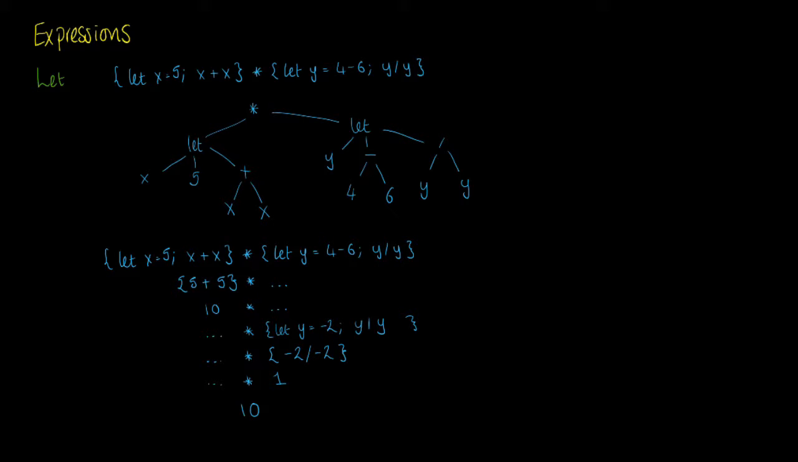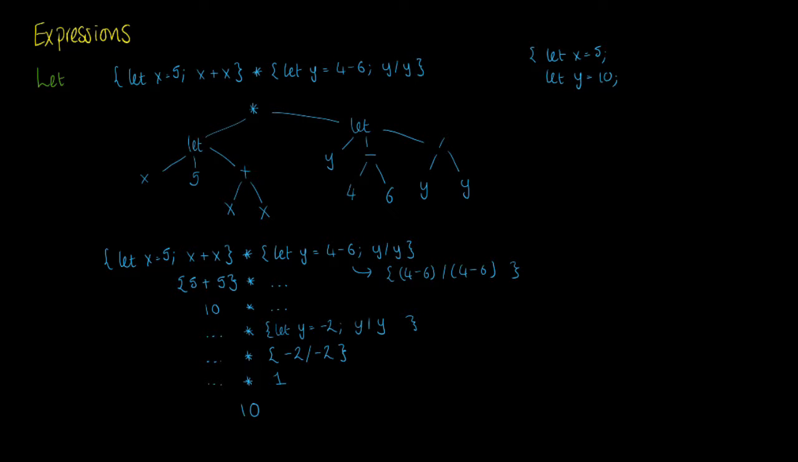This isn't the only way of doing this. We could have reduced it so it was the right side before the left. Or substitute before reducing like this, where we say let y = 4 - 6 reduces to (4 - 6) / (4 - 6).